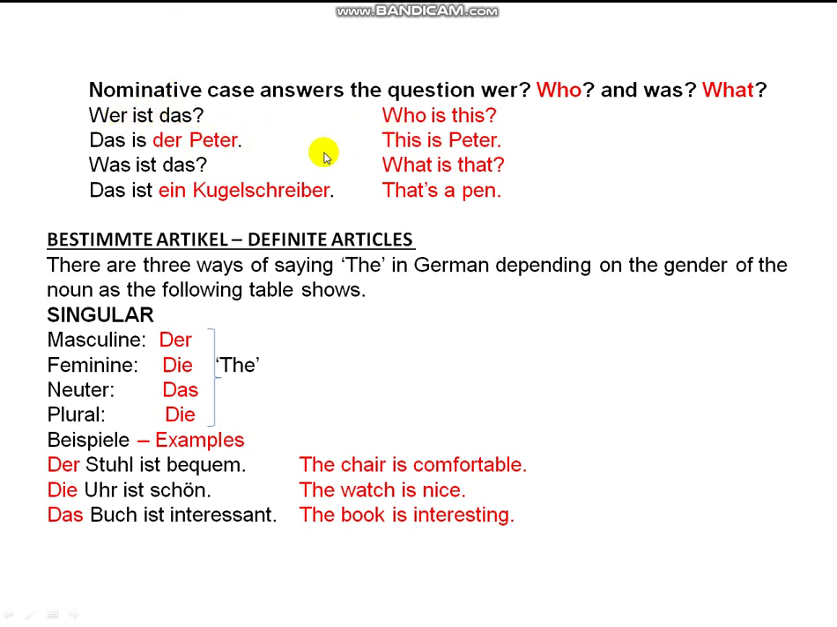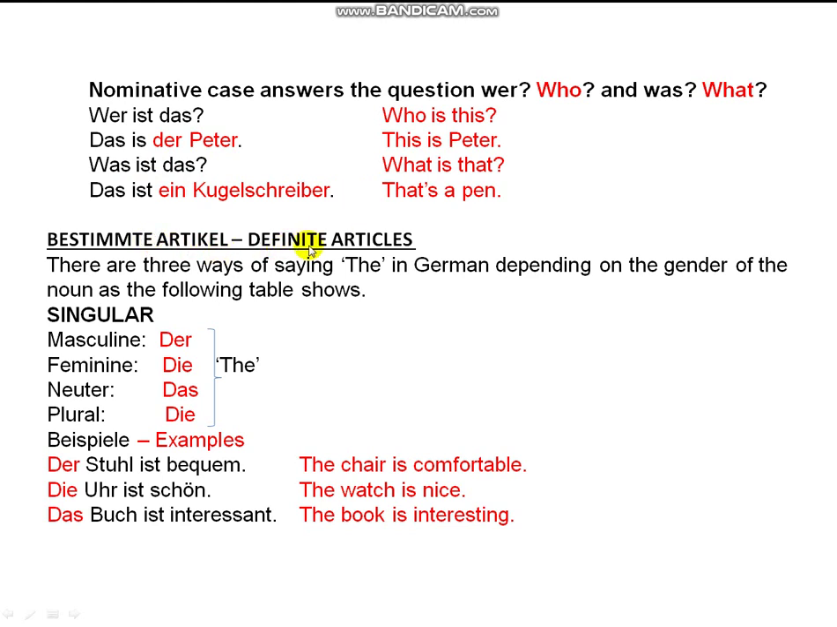It also answers the question was. For example, was ist das? In English, what is that? Or what is this? Answer, das ist ein Kugelschreiber. That's a pen. So ein Kugelschreiber is in nominative case because it is answering the question was ist das? Okay, so let's continue.